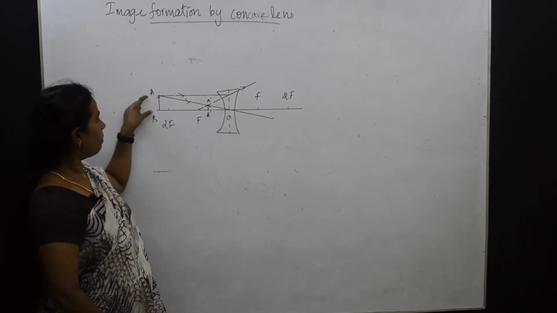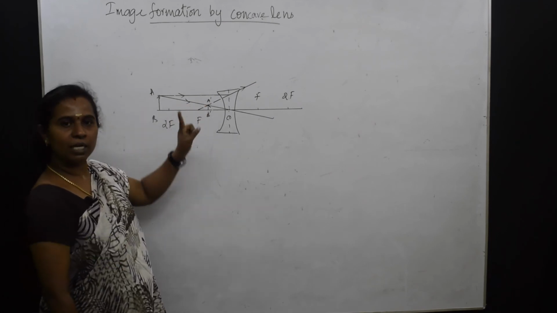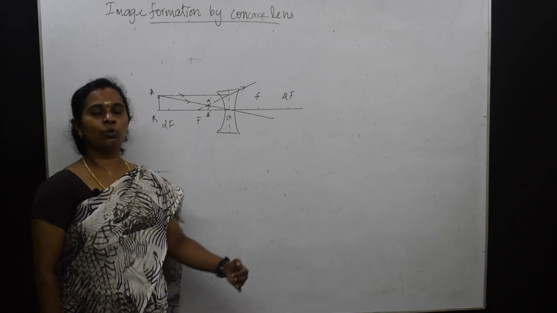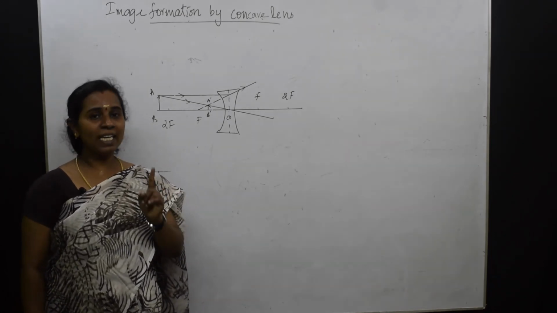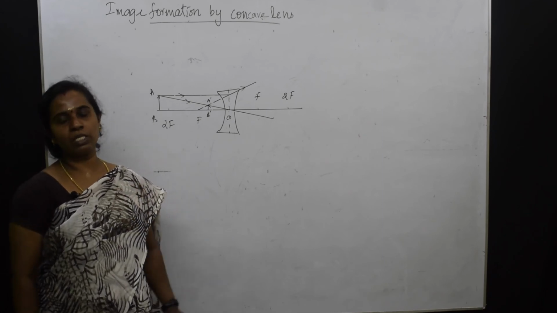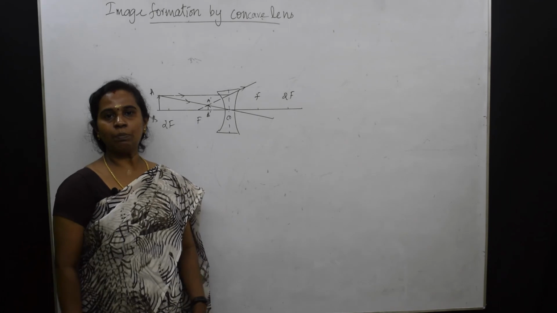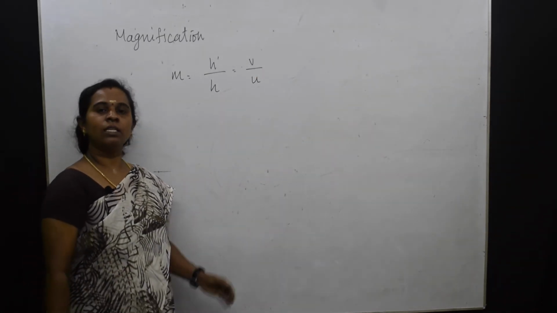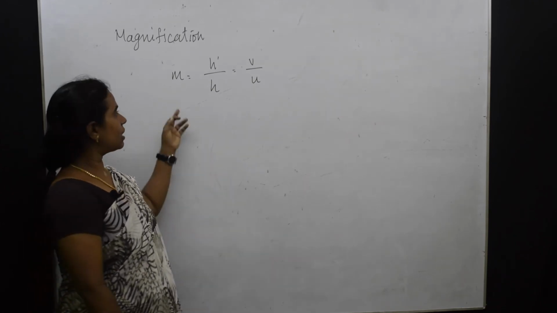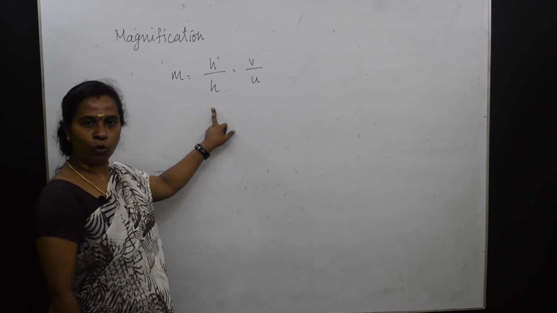Compared to the size of the object, the size of the image is very small, but we get an erect image. So the image formed by a concave lens is always virtual, erect and diminished, and is always formed between the optic center and the principal focus. The linear magnification of a lens, same as for a mirror, is defined as the ratio of the height of the image to the height of the object.